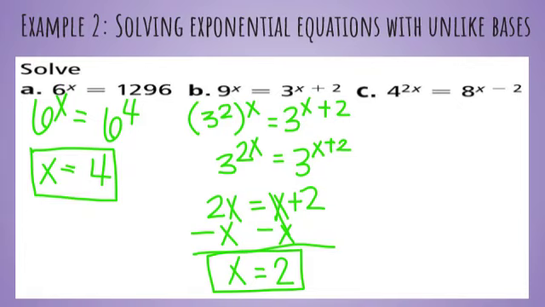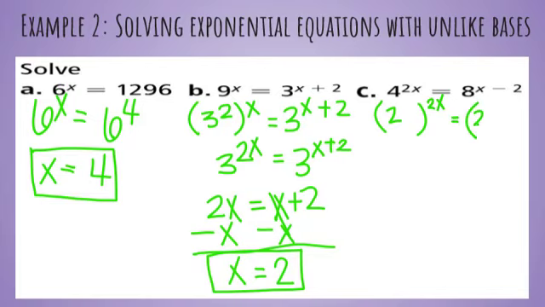Then for our last one, we have 4 to the 2x power is equal to 8 to the x minus 2 power. So we're starting with our smaller number 4, and we want to think if we can rewrite 8 as a power of 4, which we cannot. So 4 to the first power is 4, and then 4 squared is 16. So a base of 4 isn't going to work. So we actually have to rewrite both of these using a base of 2.